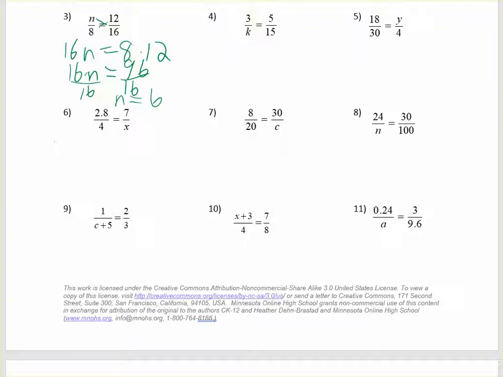So cross products property says that this times this equals this times this. So I'm going to write that out. 1 times 3 equals 2 times, in parentheses, c plus 5. And then 1 times 3 is 3. We can simplify the left side. On the right side, in order to simplify this, you have to use the distributive property. So you'd have 2 times c plus 2 times 5. And 2 times 5, I could have done that part in my head, 2c plus 10.